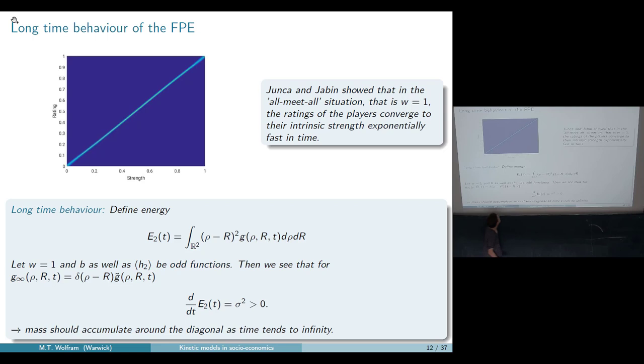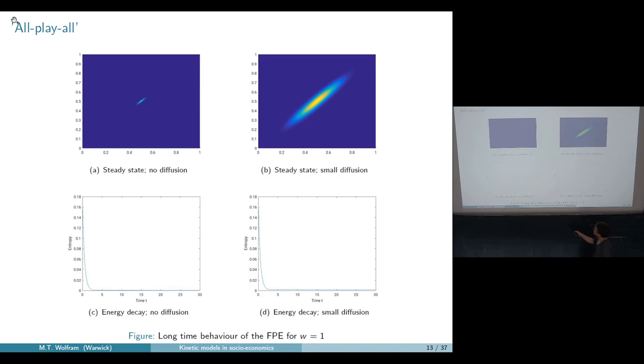What would we expect? So I can show you some simulation results. Unfortunately, I can't show you how you get them, but that's what you obtain. So if you have no diffusion and you start with a uniform distribution, and what I did is the simulation of the Fokker-Planck equation for G, and I have no diffusion in there, I expect that it will converge towards the delta Dirac at the center of mass.